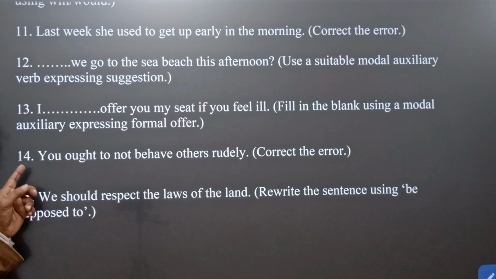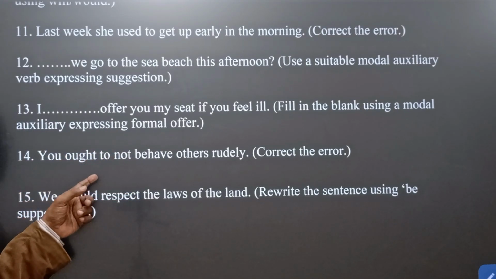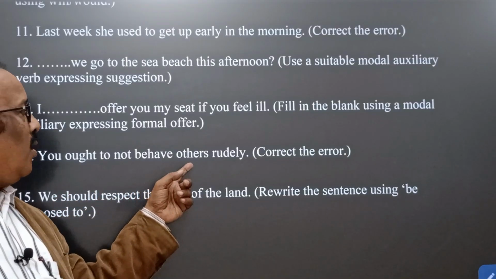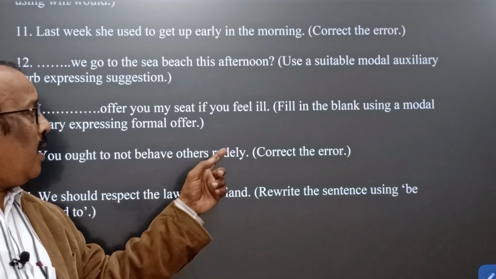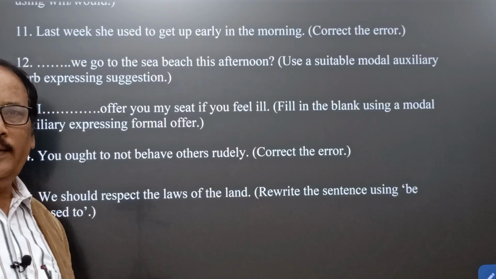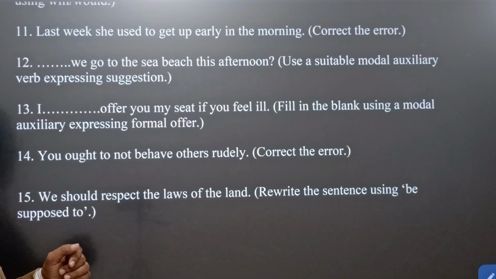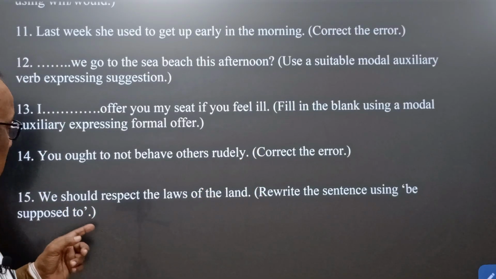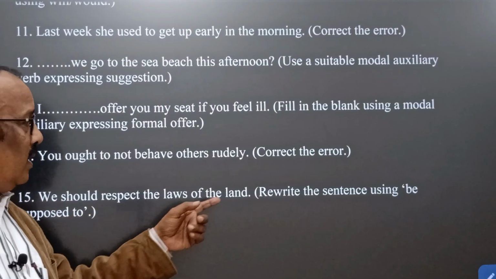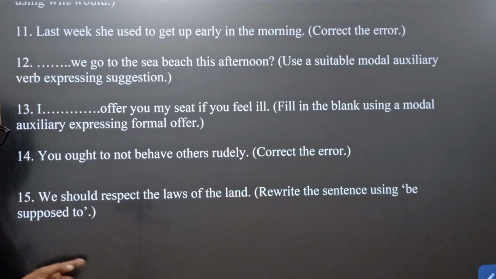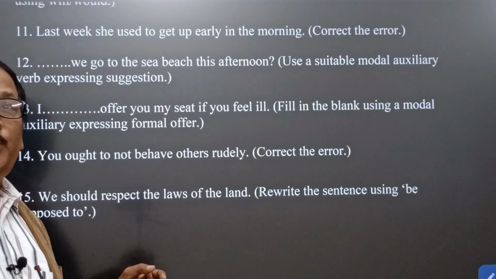Question number 14. You ought to not behave others rudely. Here there is an error and you have to correct it. Last question, question number 15. We should respect the laws of the land. Rewrite the sentence using be supposed to.